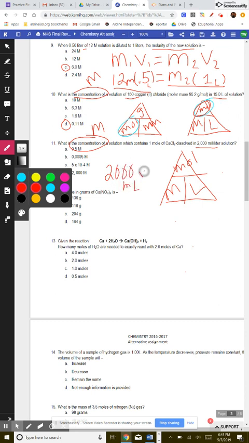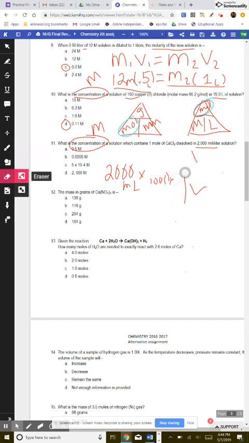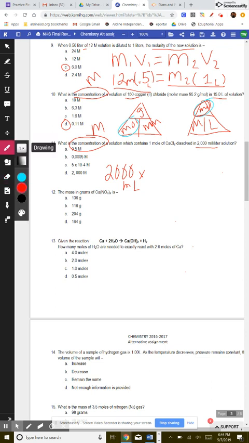To do that is pretty easy because it's 2,000 milliliters times 1,000 milliliters. Let me erase. Sorry guys, gotta keep it clean and organized. Set up your ratio, 1,000 milliliters over 1 liter. So that means basically I'm doing 2,000 divided by 1,000, which is going to give me 2 liters.